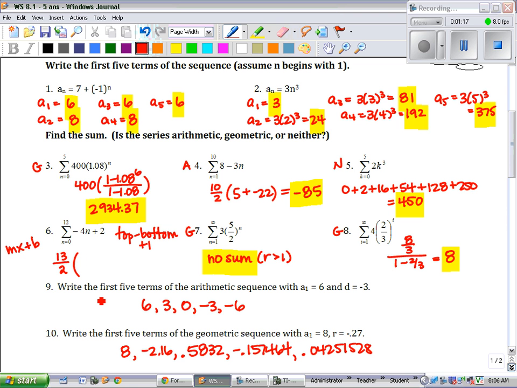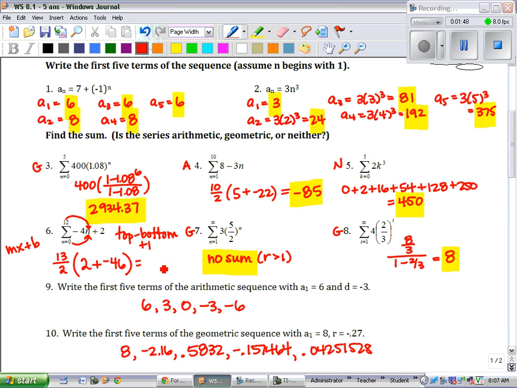Now we need to know the first term. How do you determine the first term in the sum? You plug in the bottom. The bottom is 0. Plug in 0. What happens when you plug in 0? You get 2. How do you find the 13th term in the series? You plug in the top, which in this case is 12. What's negative 4 times 12 plus 2? Negative 46. And that's what you're going to do to find your sum.